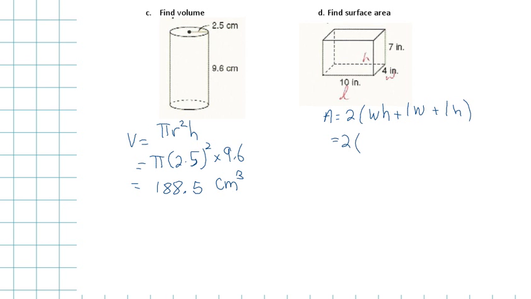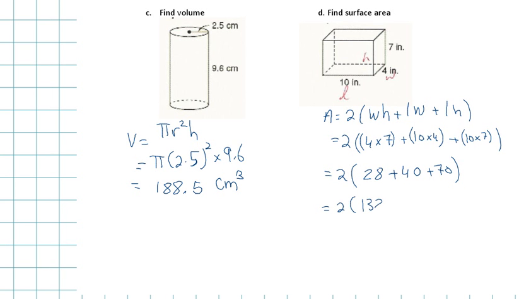Okay, so W times H, that's 4 times 7, right? Plus 10 times 4, plus 7 times 10. So 4 times 7 is 28, plus 40 plus 70, that's 138. What's the unit? Inches what? Square. Square inches. It's this area.